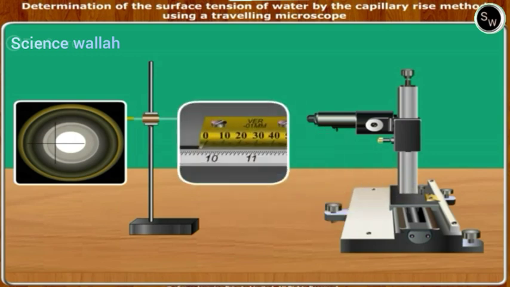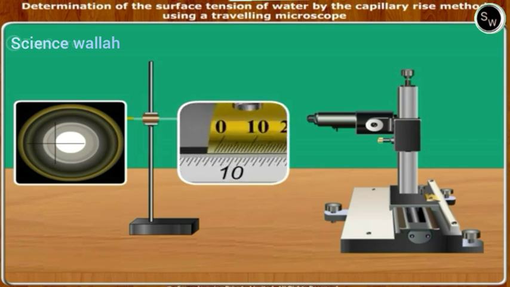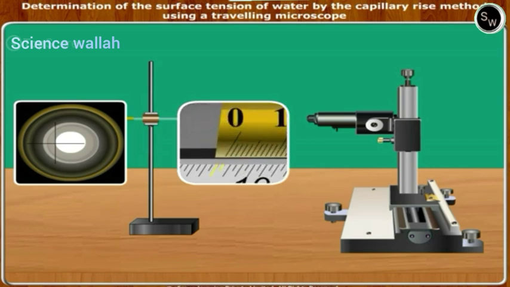Now, note down the reading on the horizontal scale. For noting the main scale reading, concentrate on vernier scale 0, that is the first division of the vernier scale. Whichever division vernier scale 0 crosses on the main scale becomes the main scale reading. In our case, vernier 0 is between 9.7 and 9.75. Therefore, MSR is 9.7 centimeters.